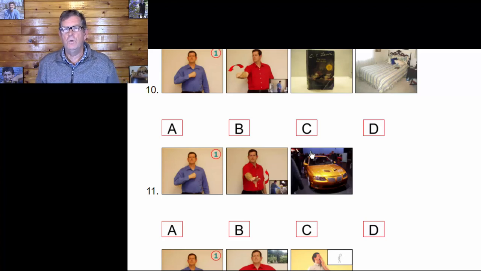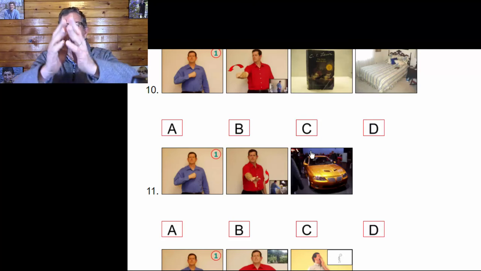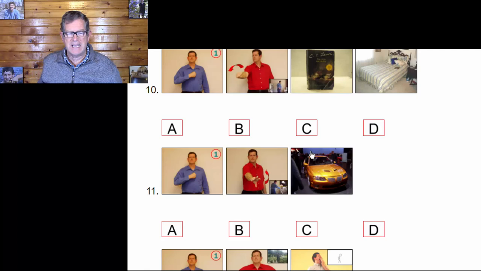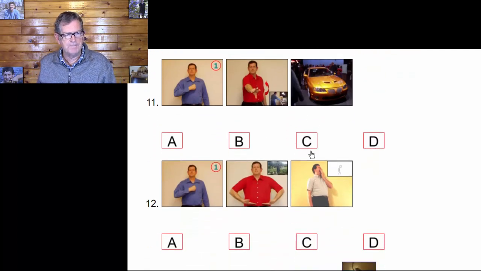¿Dónde pones el libro? Where do you put the book? Or ¿a dónde pones el libro? To where do you put the book? Obviously, it's going to be the first of the two. ¿Dónde pones el libro? Because you're not talking about your movement towards some destination. You're just talking about a location where the book is set, is placed. Número 11.